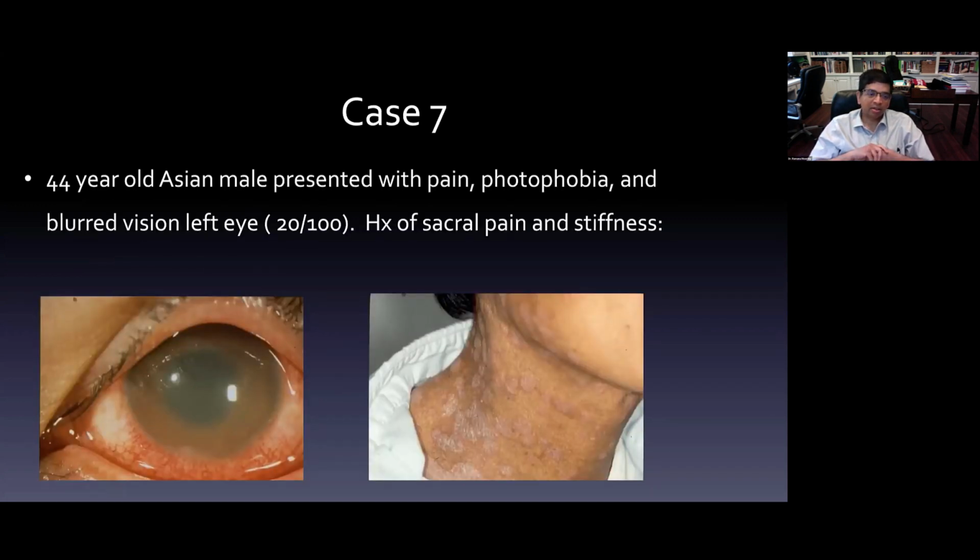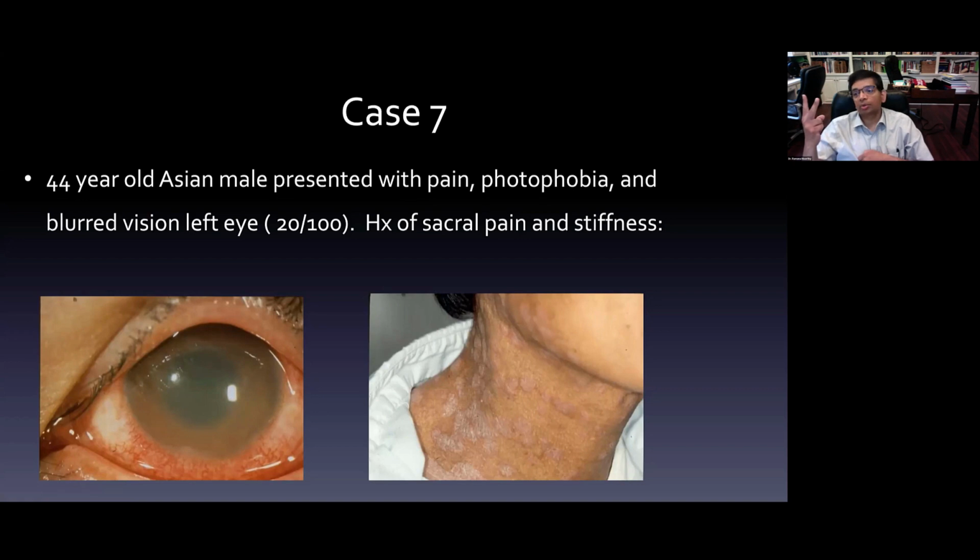I showed this previously. This is a 44-year-old Asian male that presented with pain, photophobia, blurred vision, and 20/100 vision. This is what he looks like. So your diagnosis would be, I know you guys can't comment, but this is a patient who has, look at his skin. He's got psoriasis. So I'm thinking this is HLA-B27 associated disease.